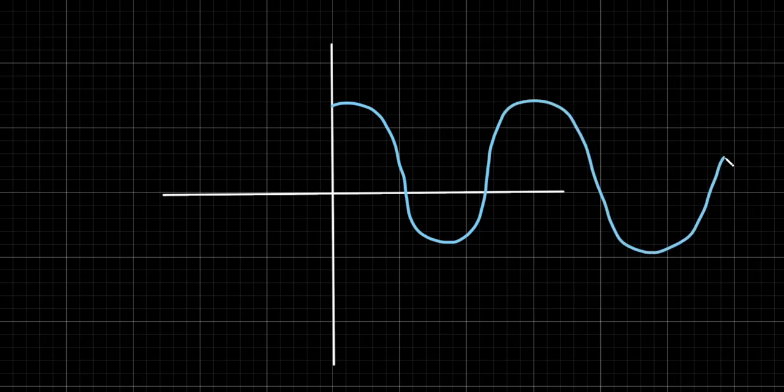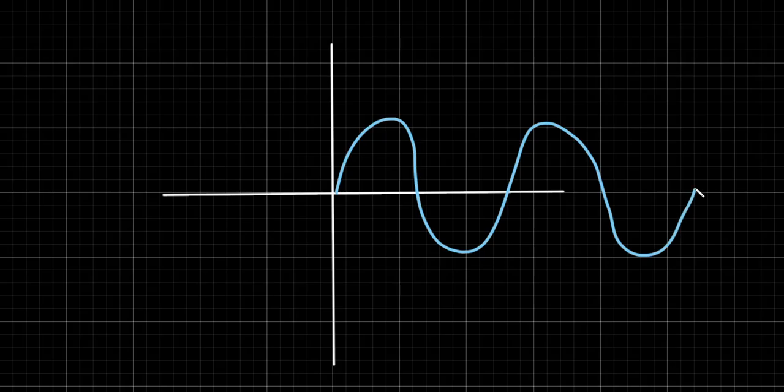Cosine. Yes, this would be cosine. Okay, next one. Lucy, which one is this? Yes, this is sine.